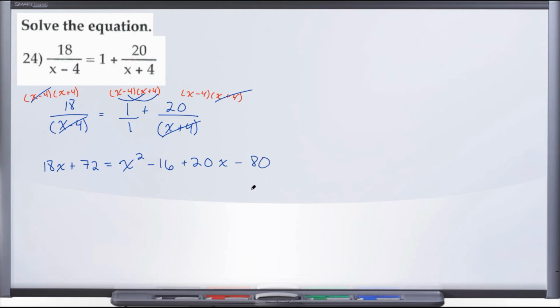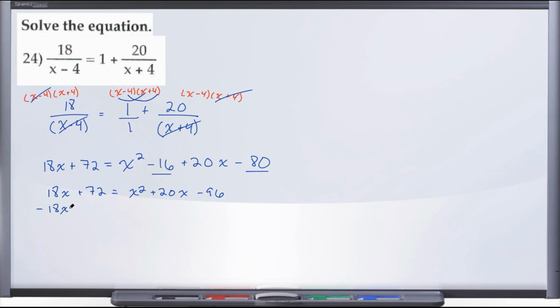All right, so we've done our multiplication. Let's go ahead and combine like terms where we can. So we have 18x plus 72 equals x squared plus 20x, and negative 16 minus 80, well, that's minus 96. And we can see that we have a square here, meaning we have a quadratic equation. And we know that when we're dealing with a quadratic equation, we want to get everything on one side of the equal sign and then set the equation equal to 0. So let's go ahead and do that.